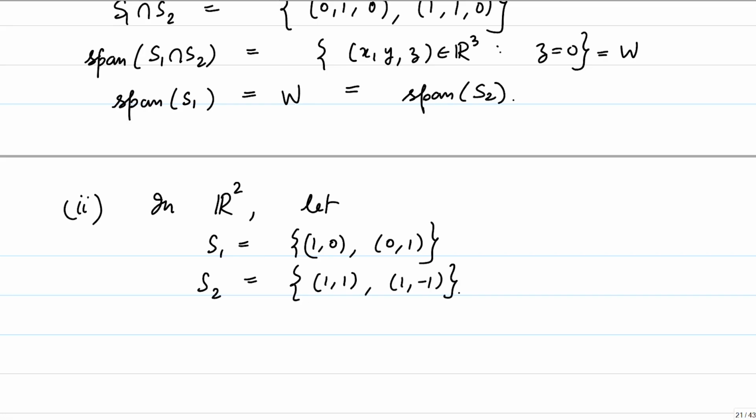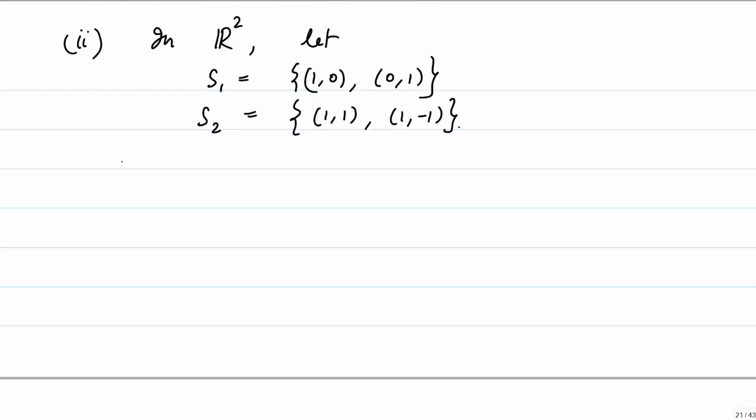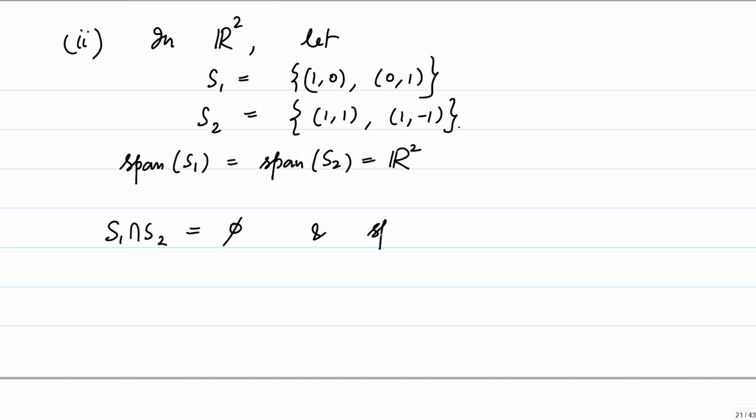And let me leave it for you to check that span of S1 is equal to span of S2 is equal to R2. By now you know that this is a basis, right? And therefore the intersection is also R2. But what is S1 intersected with S2? This is empty. And span of S1 intersected with S2 is just the span of the empty set, which is the 0 subspace. So yes, this is a clear case where it is a proper subspace, a subspace which is not equal to span of S1 intersected with span of S2.